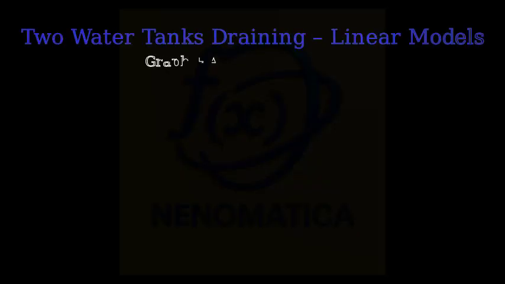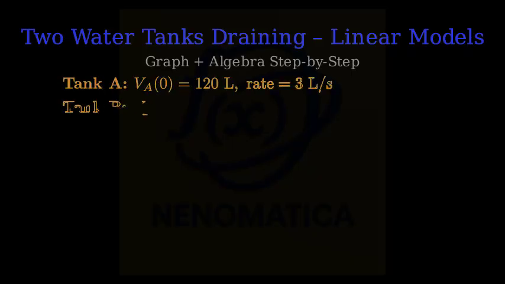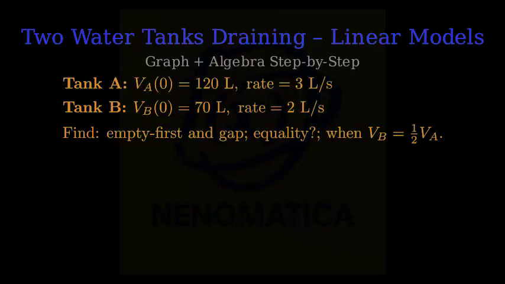In this lesson, we solve a two-tank draining problem using simple linear models, a clear time versus volume graph, and step-by-step algebra. Problem: we have tank A with initial volume 120 liters, draining at 3 liters per second. Tank B with initial volume 70 liters, draining at 2 liters per second. We will find which empties first and by how many seconds.